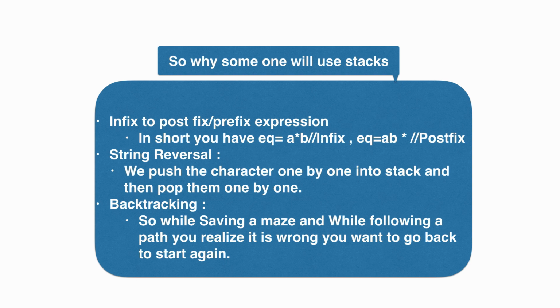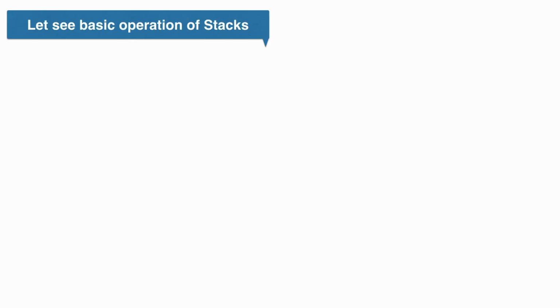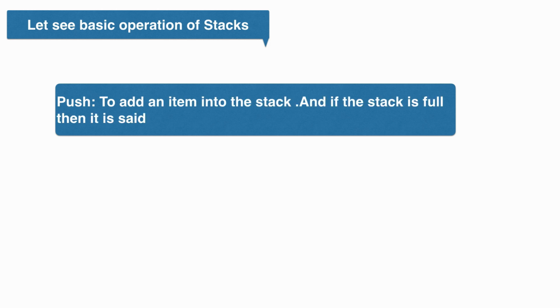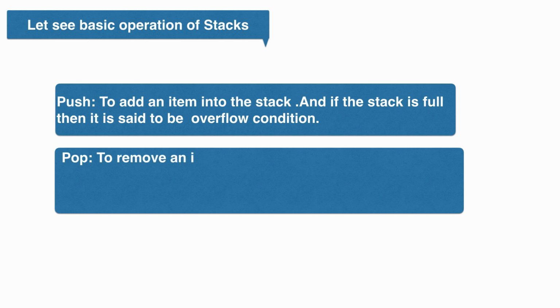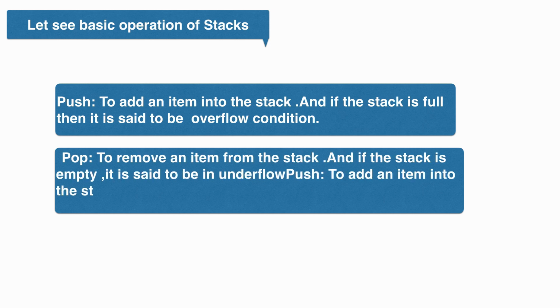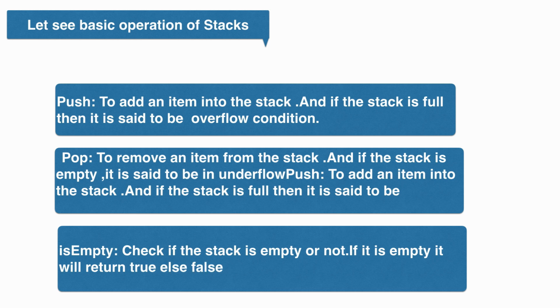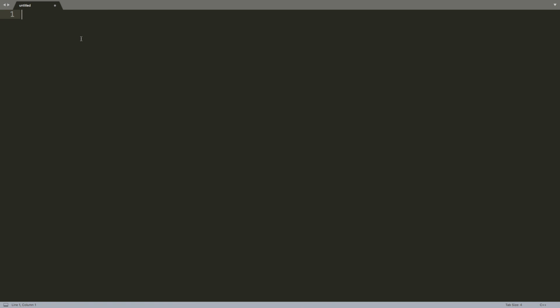Now let's see some of the basic operations of a stack. The first one will be push, to add an item into the stack, and if the stack is full, then it's an overflow condition, stack overflow. The second is pop, to remove an item from a stack, and if the stack is empty, it's said to be an underflow condition. And note, the popping will occur in reverse order. The third thing is empty. Check if the stack is empty or not, and if it's empty, return true, and if it's not, then false.